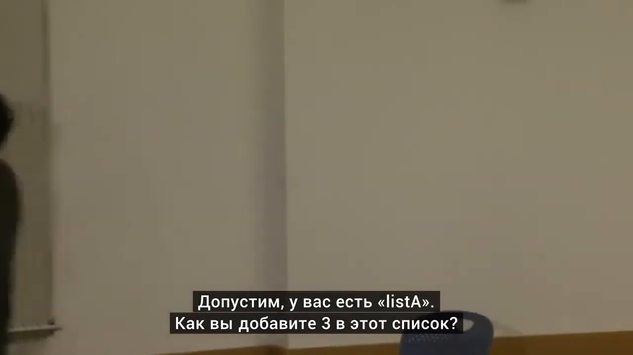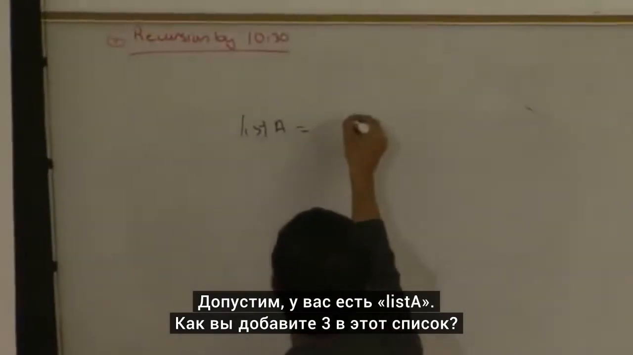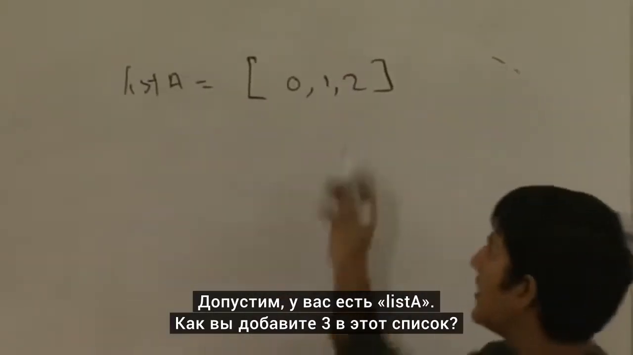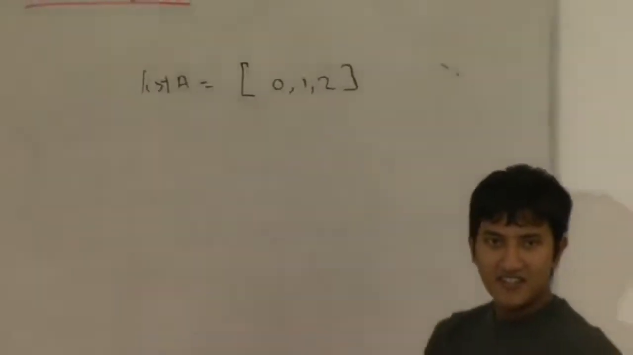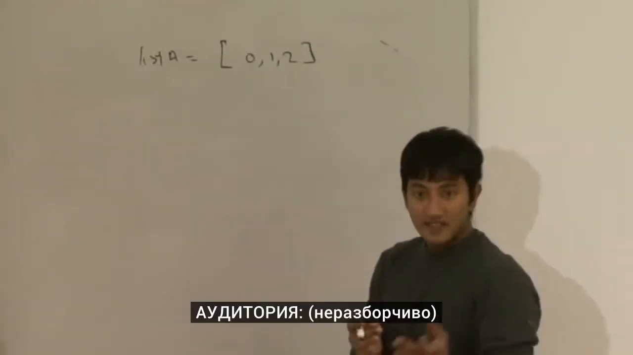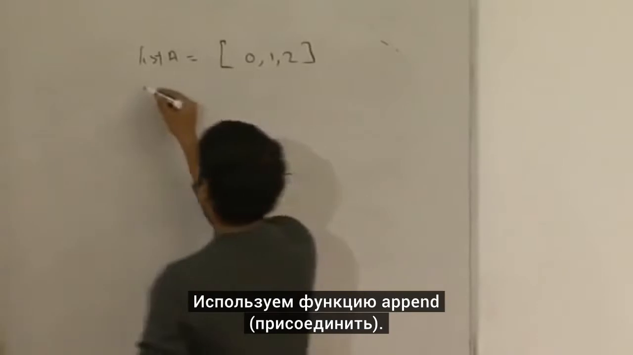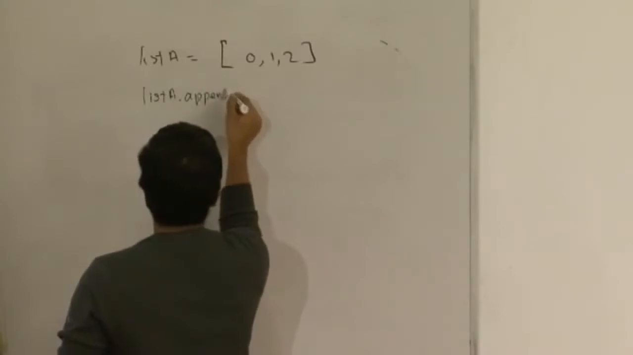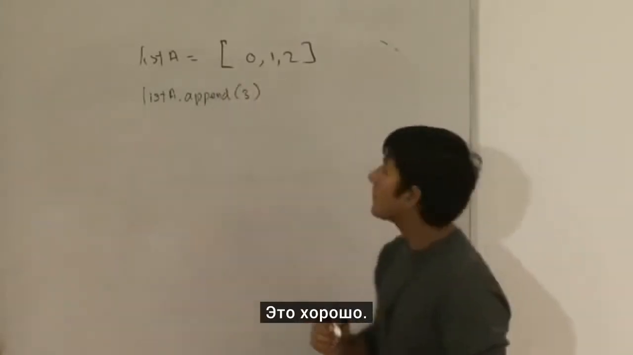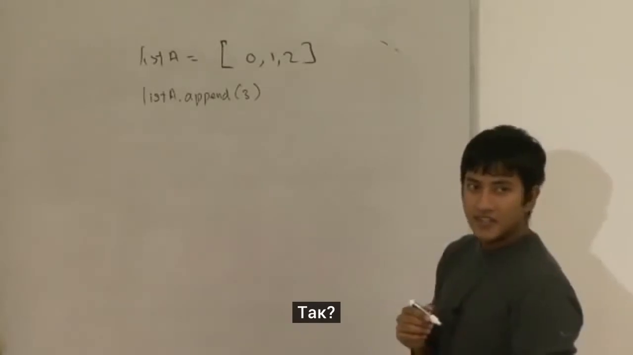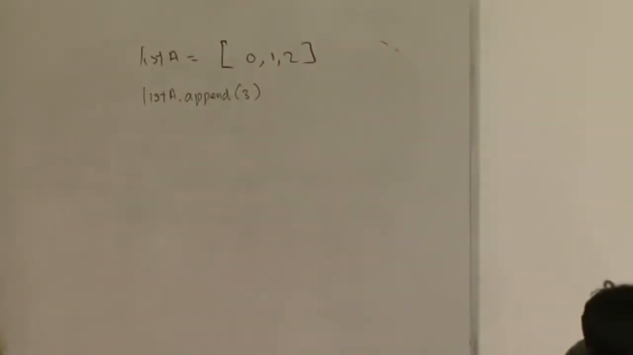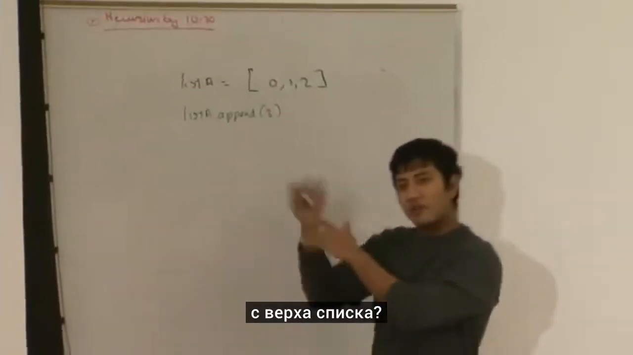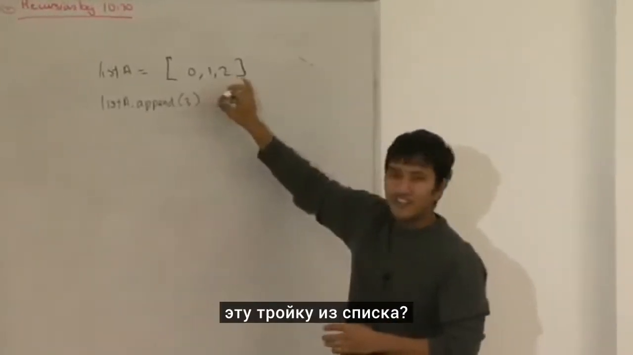Suppose you have list A. How would you add 3 to this list? Okay, list.append. That's good. How would you remove the element from the top of the list, or the last element? How would you remove this 3 from the list?